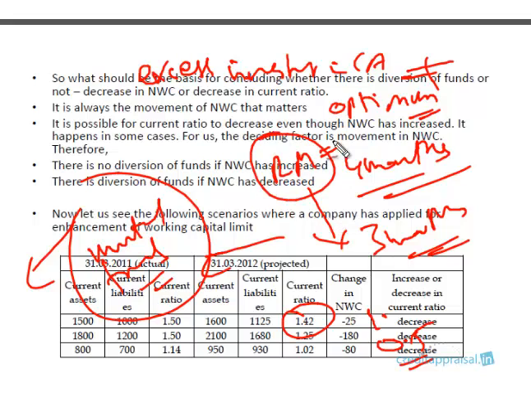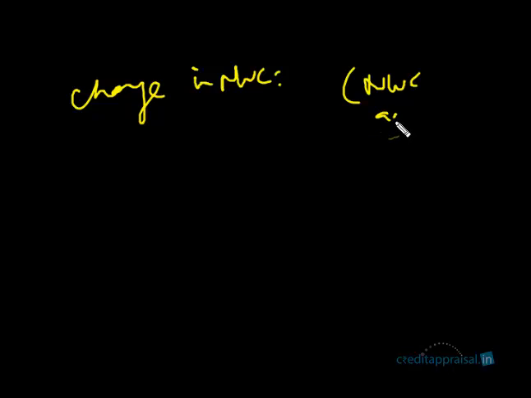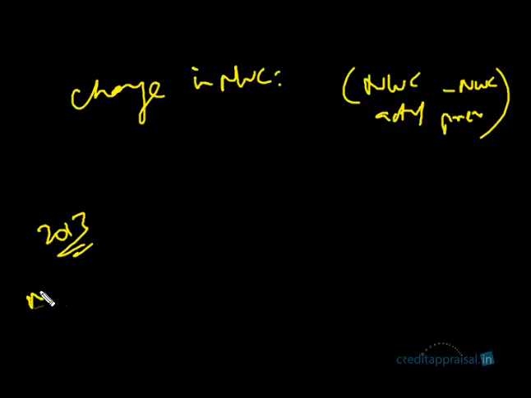so now we'll have a very clear definition of diversion of funds. So check the change in NWC. What is change in NWC? NWC of the present year, actual year, minus NWC of the previous year. This is something which you always do, right? So if you have the 2013 balance sheet available with you, you check what is the NWC for 2012, last year, what is the NWC for this year. You find the difference. That is the change in NWC.